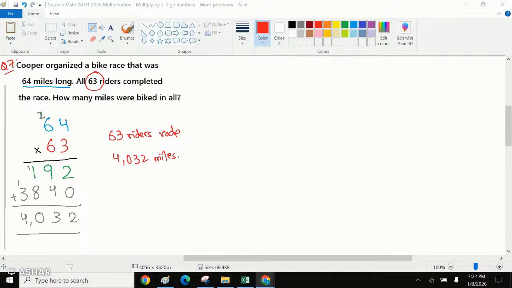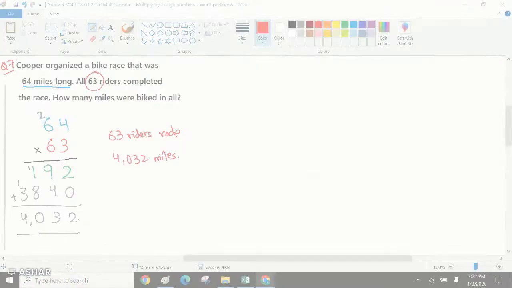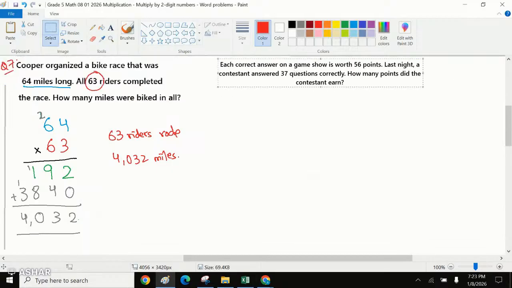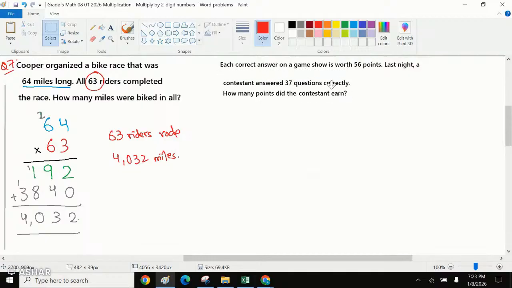The next question we have is, it says each correct answer has certain points that are given to the contestant. Let's see how many points. For the next question, it says each correct answer has certain points which are given to the contestants. How many points did the contestant earn? Okay, let's put it over here.